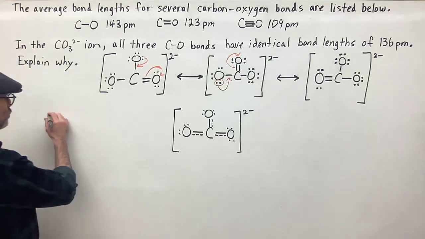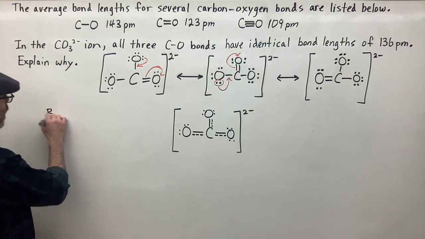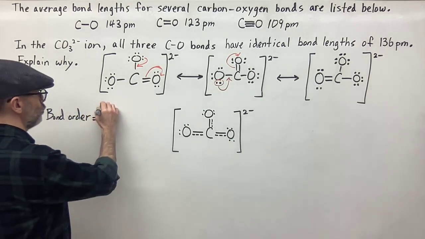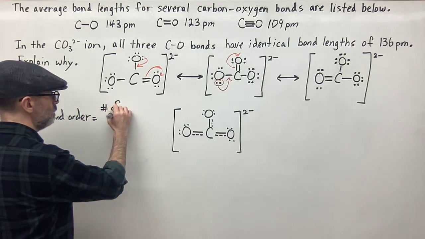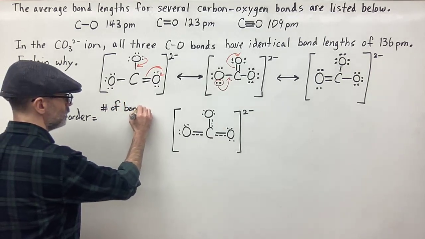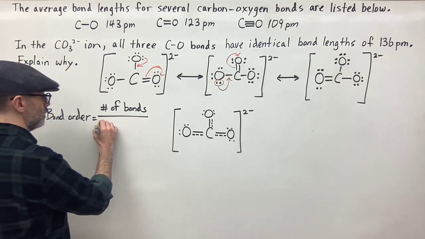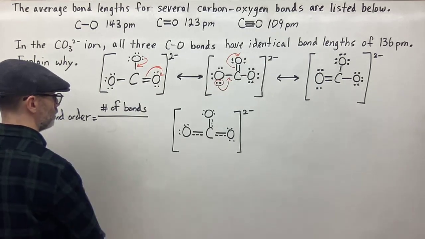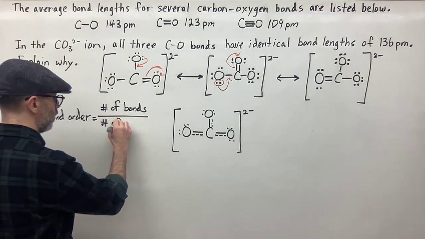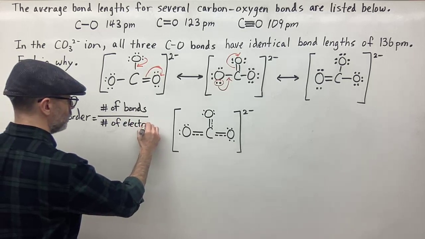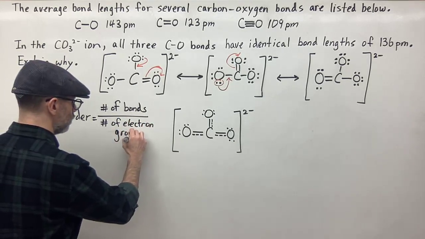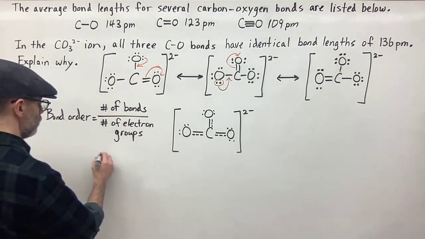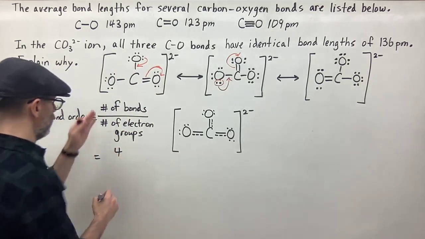So I take the bonds, so here, I'll write down here. So bond order is equal to number of bonds divided by number of electron groups. Okay, so the bonds I have here again is 1, 2, 3, 4. So that's going to be equal to 4 for the number of bonds.